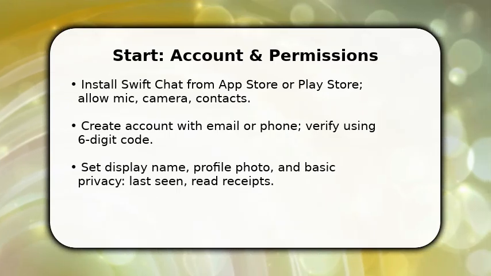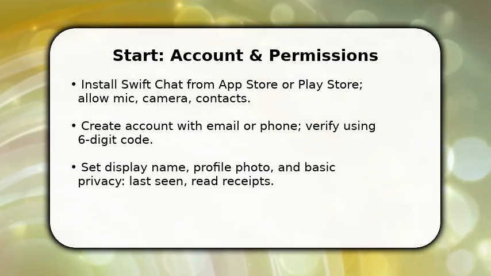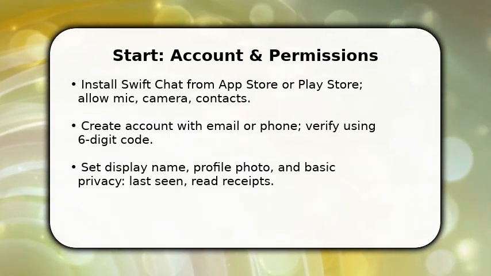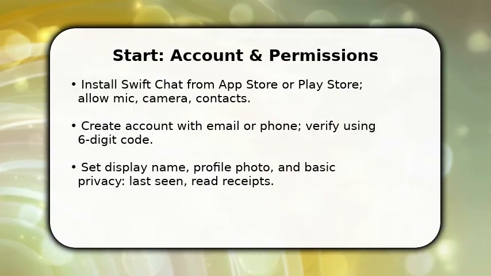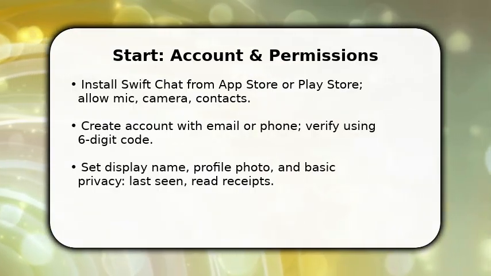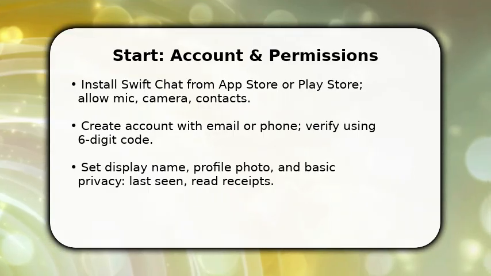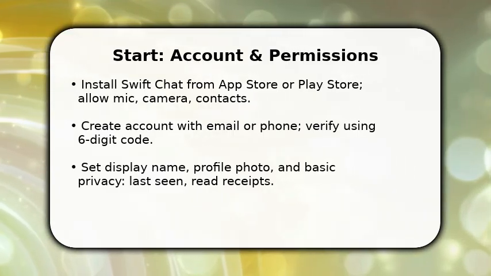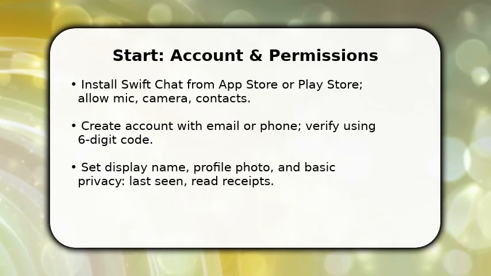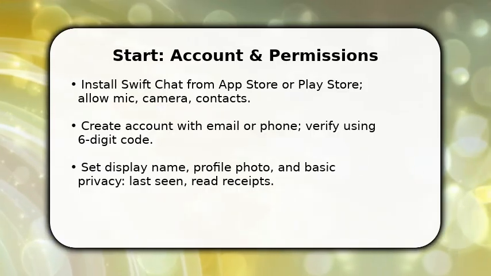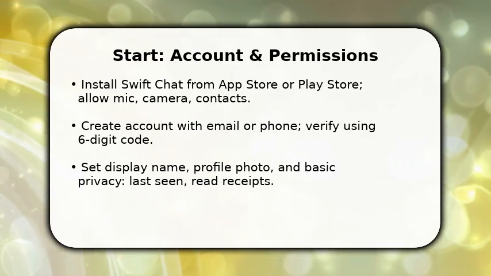You begin by creating an account and granting essential permissions so the app can send messages and handle media. Once done, verify your phone or email with the 6-digit code. This prevents duplicate accounts and speeds syncing. Make sure to set a clear display name and profile photo so contacts recognize you.